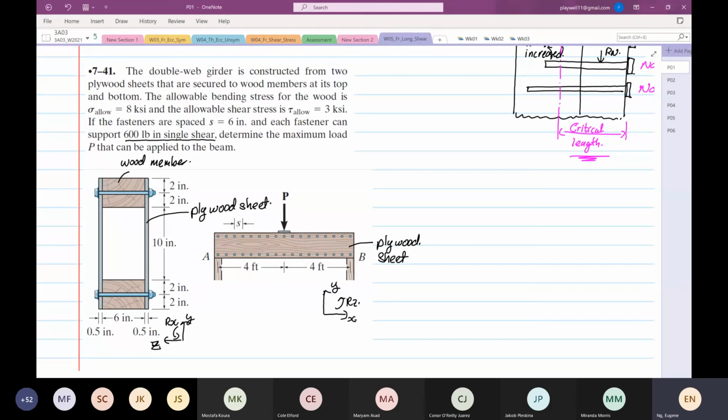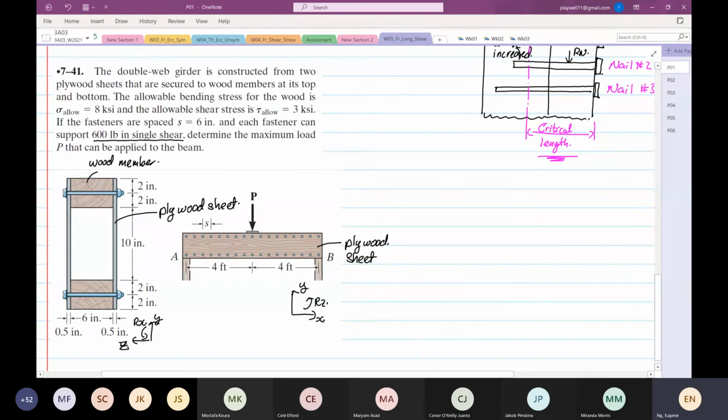So we know the normal stress allowable. Let's see what is given to us. The normal stress allowable is equal to 8 KSI. Some of you might ask, Eugene, why are we given normal stress? Later on I'll explain.